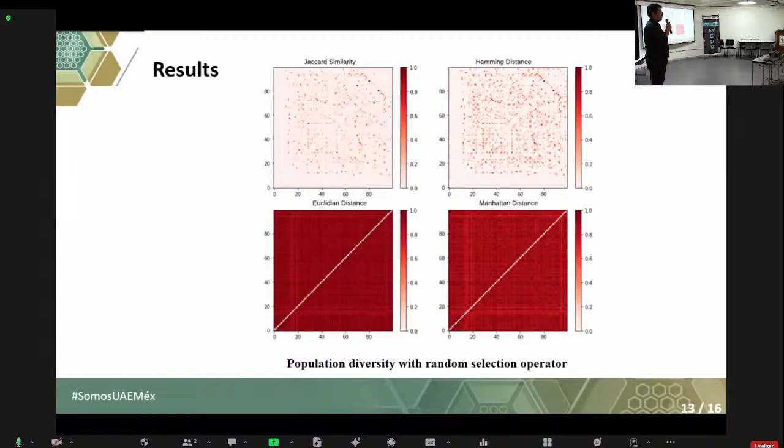Now we have more diversity in the population, and in both cases you can appreciate the Jaccard and Hamming are similar, presenting the same results, but in the case of Euclidean and Manhattan, they present high values of diversity. In some cases, you can appreciate some individuals in sequence, for example in this area.